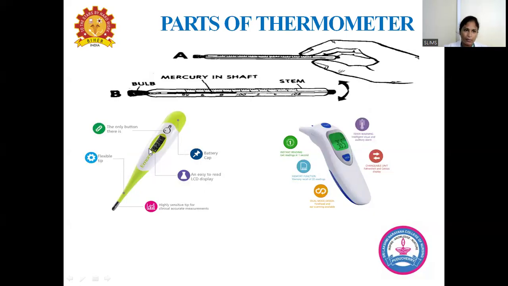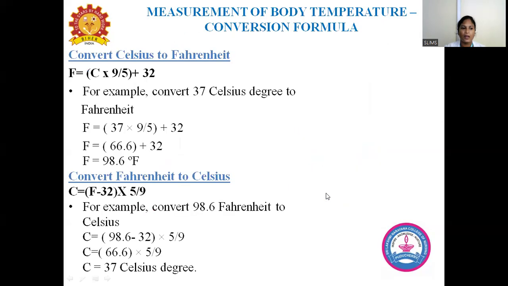In the electronic thermometer, there is only one button, a battery cap, an easy to read LCD display, and a highly sensitive tip for clinically accurate measurements. This is the flexible tip, which you can flex. And this is the infrared tympanic thermometer, which we rarely use nowadays.